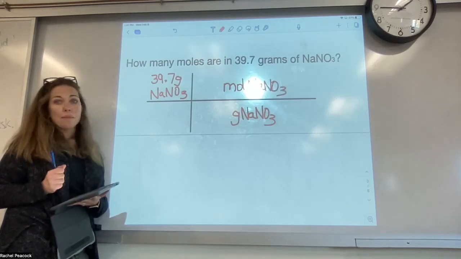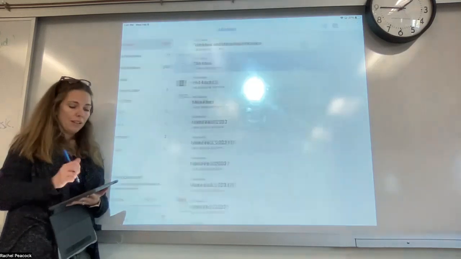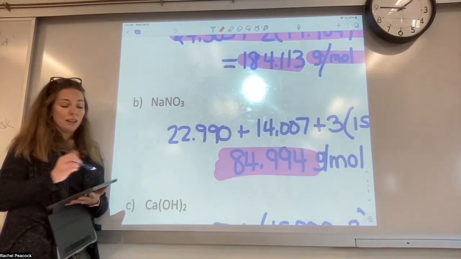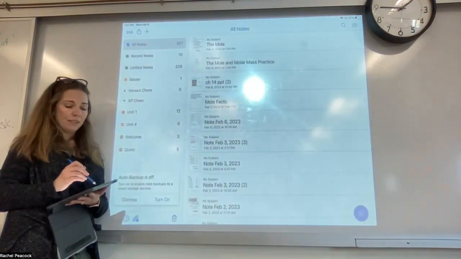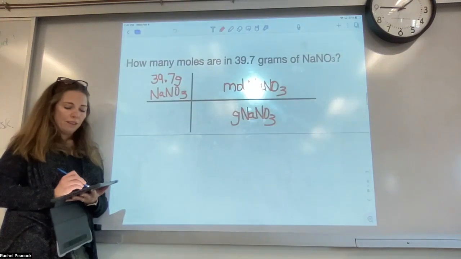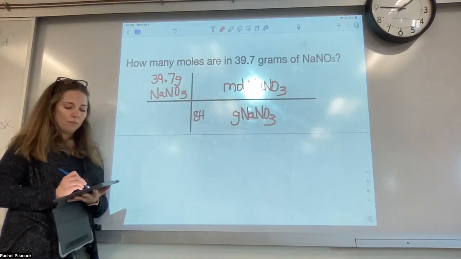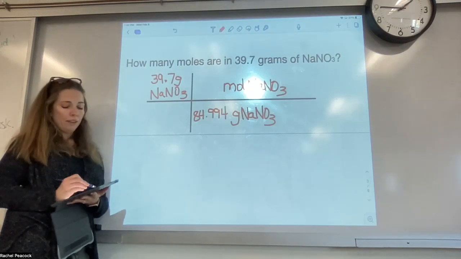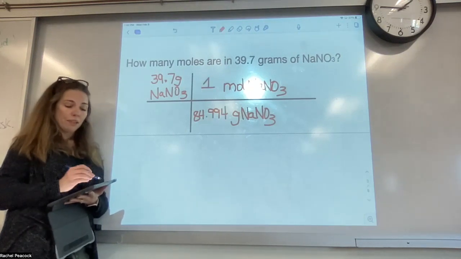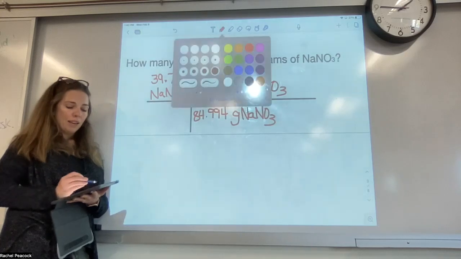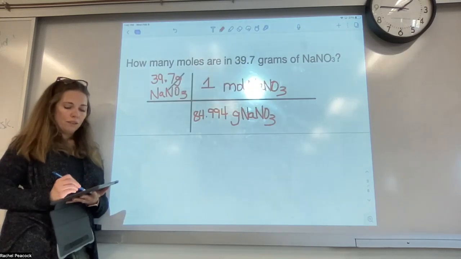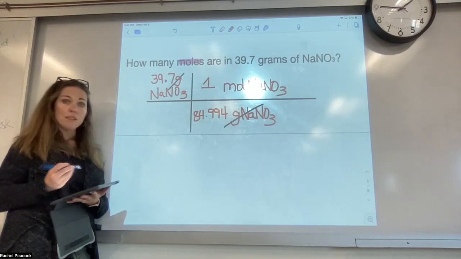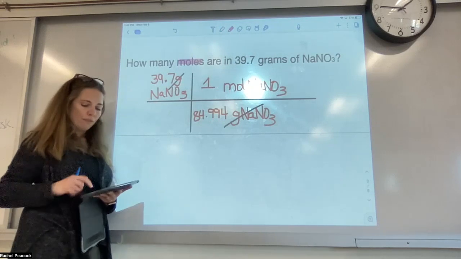What do we do with grams? How many grams? Well, that's this number, 84.994. That's the molar mass that we found the other day. So 84.994 grams of NaNO3 for every 1 mole, okay? Grams cancels, right? And we're left with moles, which is what we want. So we have the unit we want. We only needed 1 conversion factor.